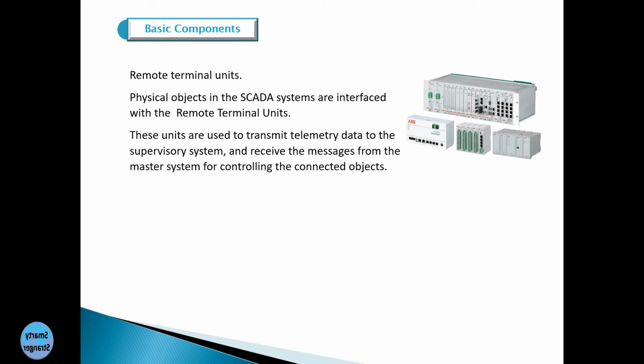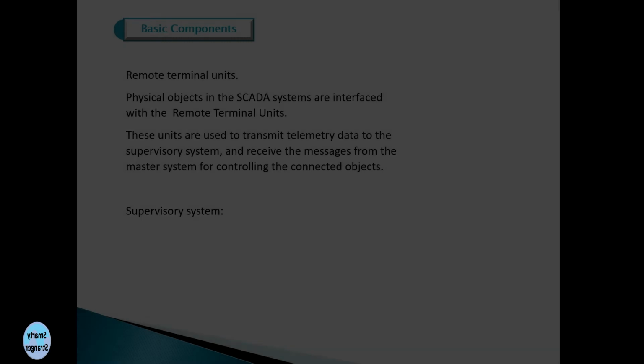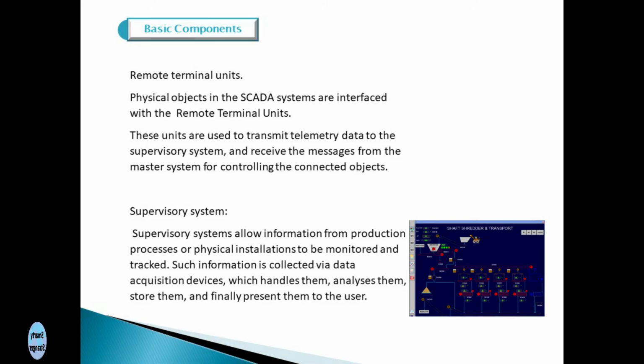These units are used to transmit telemetry data to the supervisory system and receive messages from the master system for controlling the connected objects. Supervisory system. Supervisory systems allow information from production processes or physical installations to be monitored and tracked. Such information is collected via data acquisition devices, which handle, analyze, and store it, and finally present it to the user.